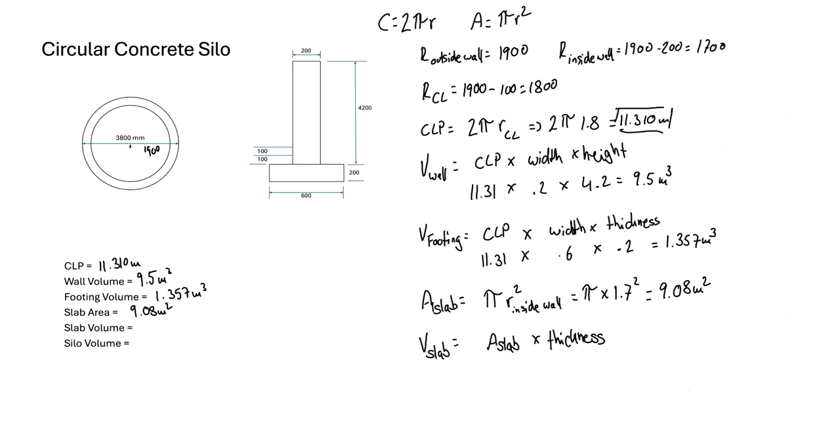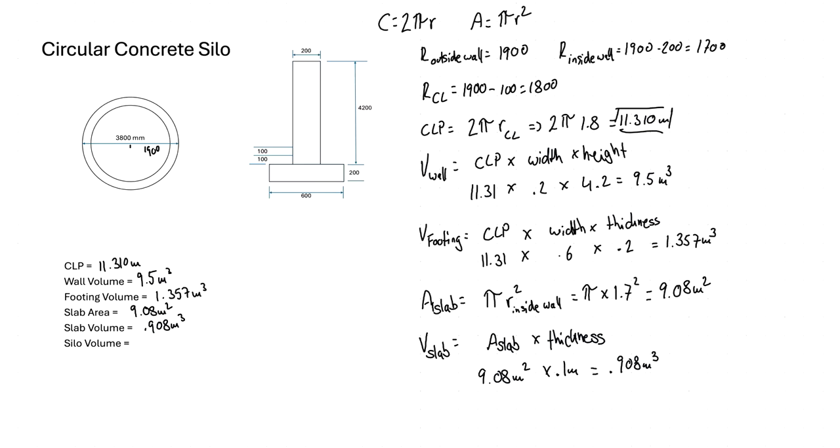So 9.08 meters squared. Thickness is 100 mils, so 0.1 of a meter. 9.08 times 0.1, makes sense that it comes out at 0.908 cubic meters.